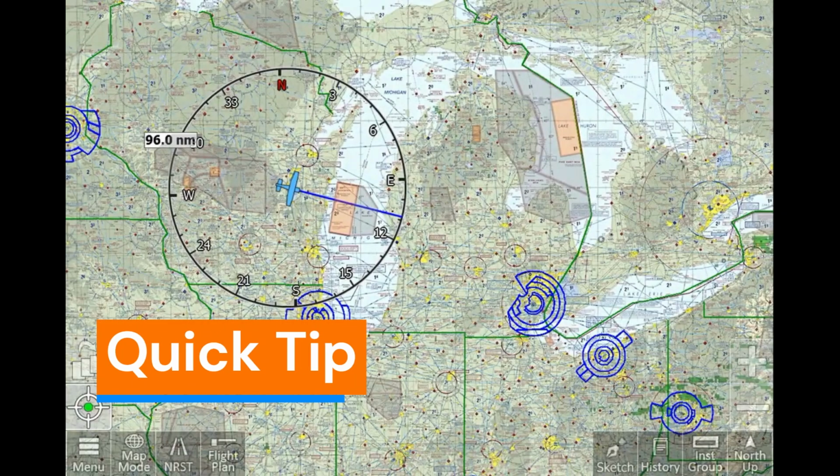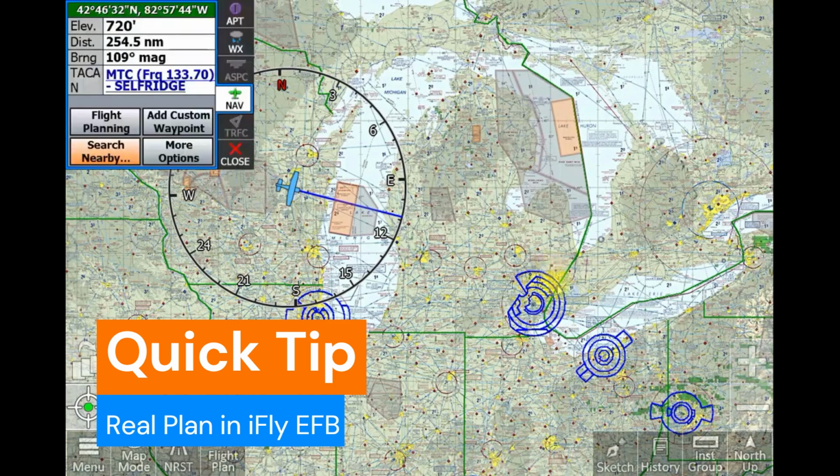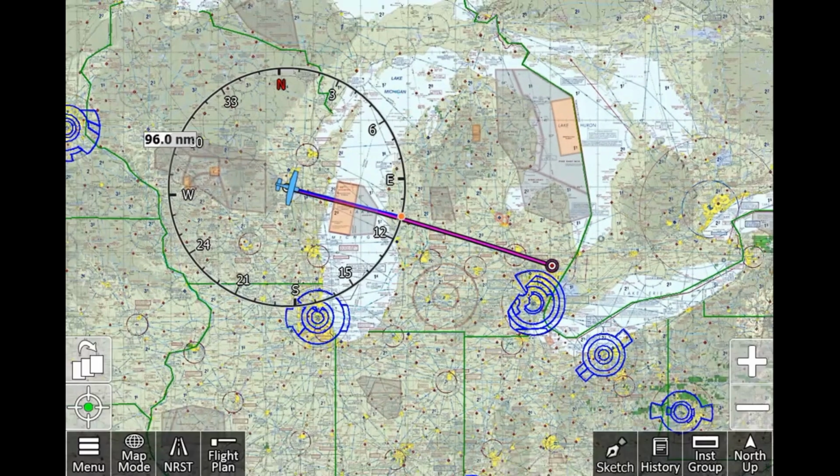In this video, I'm going to show you how to use the new version 11 Real Plan feature. First, I'm going to do a flight plan from Whitman Field to Romeo State. There are obvious airspaces and water features in this route that I may want to avoid. Well, let's see what Real Plan does to complete this flight plan.